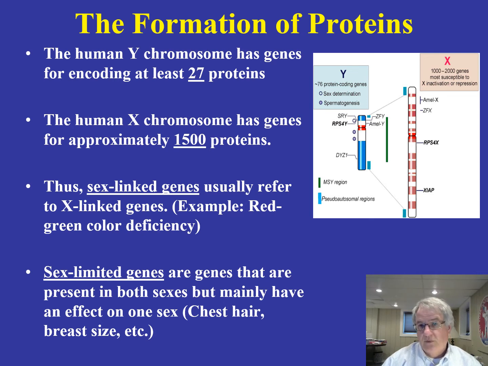For example, things like red-green color deficiency, that's a sex-linked genetic condition that occurs. And sex-limited genes are genes that are present in both sexes, but they usually just have an effect on one sex. And again, to give you some examples, things like chest hair, breast size. These are sex-limited genes.